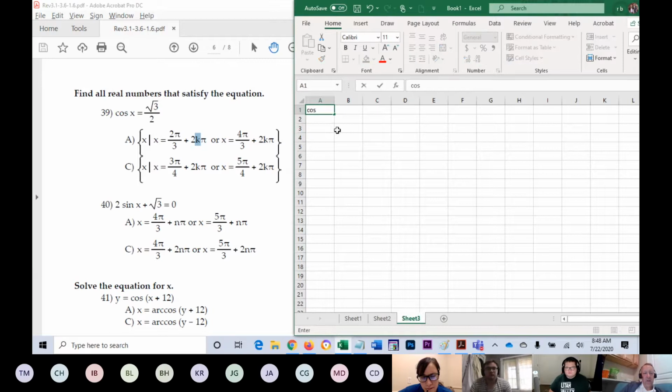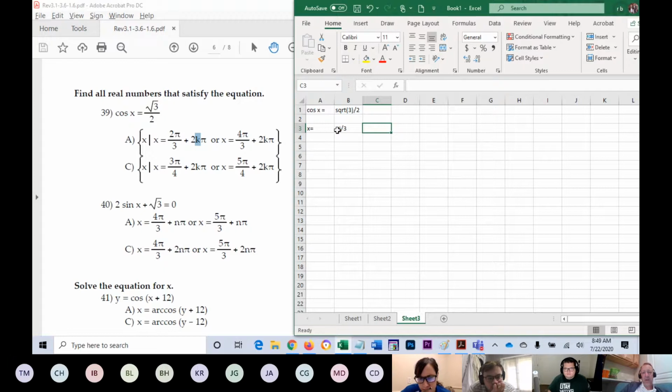If I take the cosine of x equals square root of 3 over 2, it's fairly easy to know that we take the inverse cosine, right? So x equals, what's the inverse cosine of square root of 3 over 2? Pi over 3. Pi over 3, okay. And then, of course, it repeats.